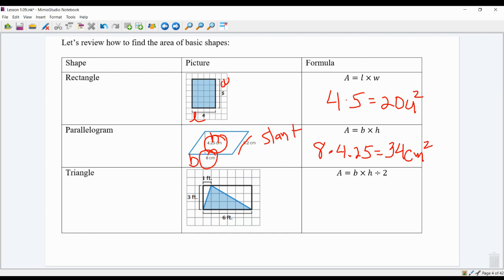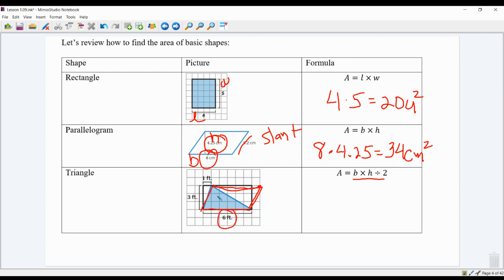Okay, last one is a triangle. Now, a triangle is base times height divided by 2 because of this. A triangle is actually half of a parallelogram. So if I copied the blue triangle and made a second triangle, I now have a parallelogram, which is just like this.